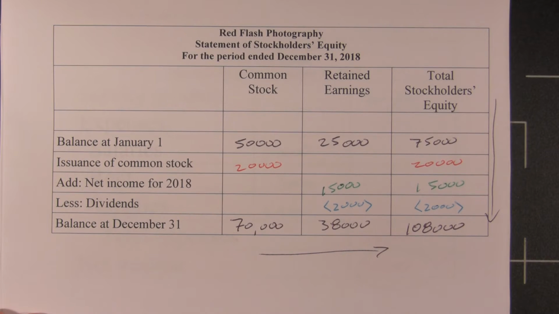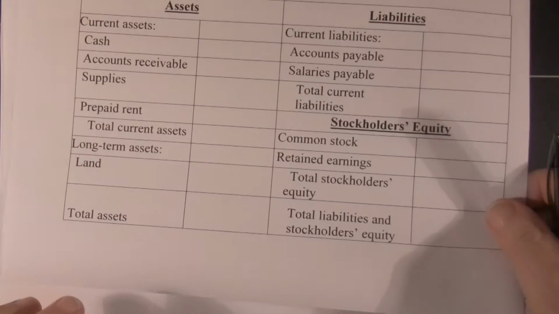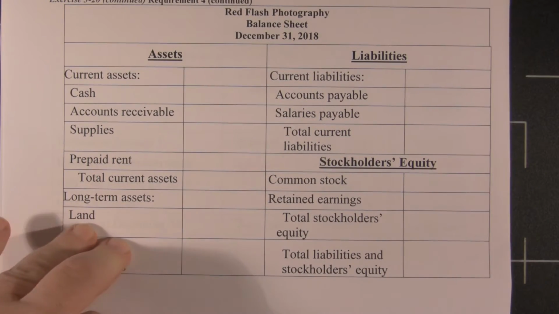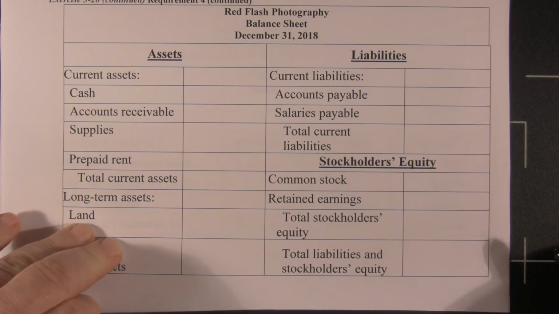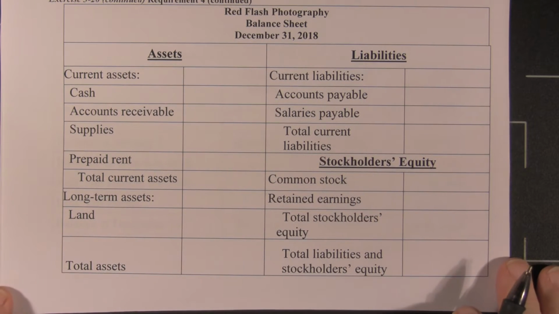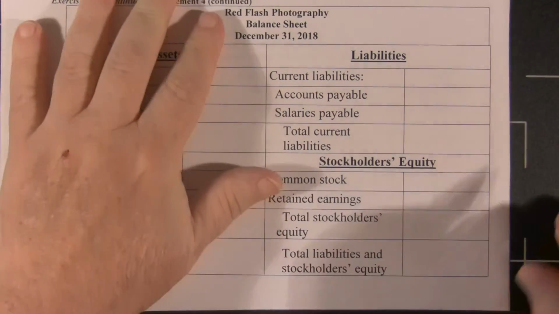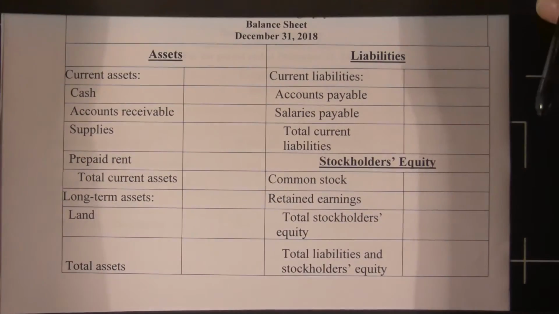Now, our last statement that we need to do, the last formal document that we have to give to the investing public, file with the shareholders and the SEC and all that, is the balance sheet. It's the third or fourth required statement. The other required statement, the fourth, is the statement of cash flows, which we're not doing this chapter. We'll get to that soon enough.